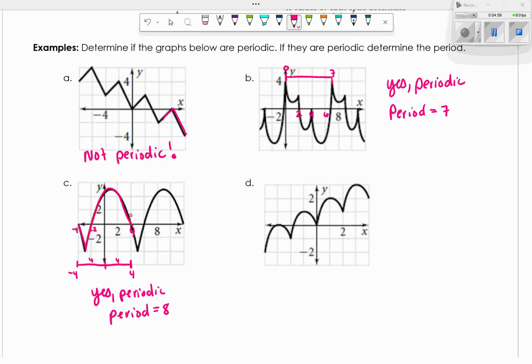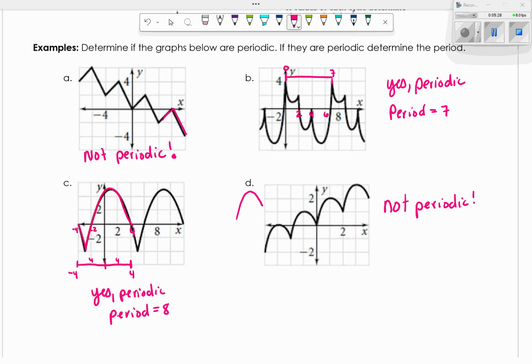So looking at this next one, it looks like this shape right here is being repeated, but it's not being repeated in a horizontal distance. It's being repeated vertically, because it goes up instead of straight across like this. If it was horizontal, the next shape would have been here, and then here, and then here, right? So this is not periodic.